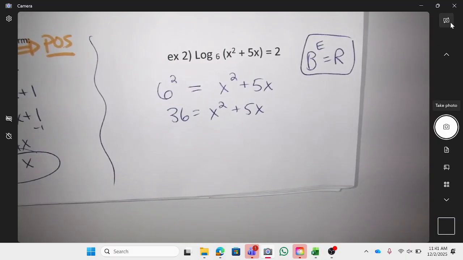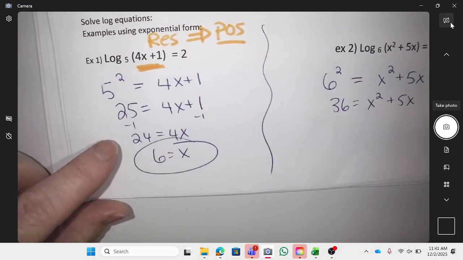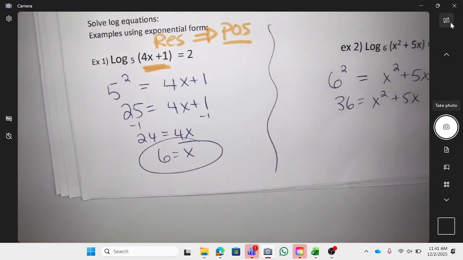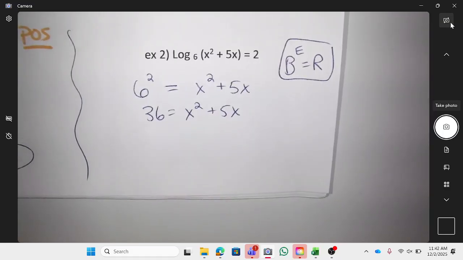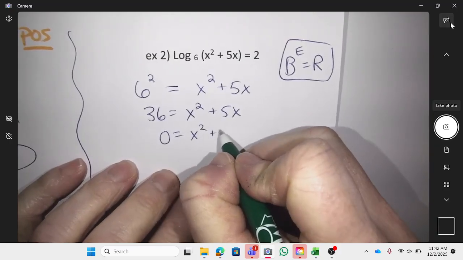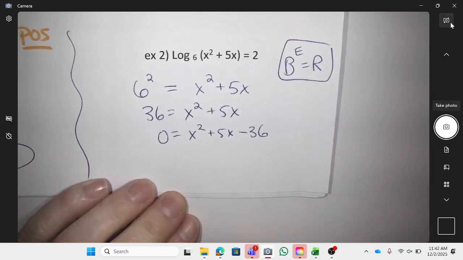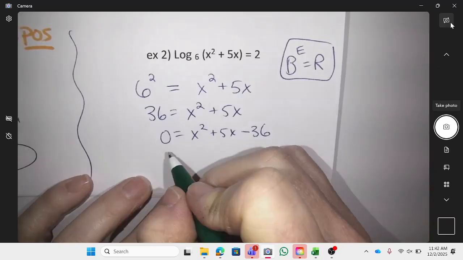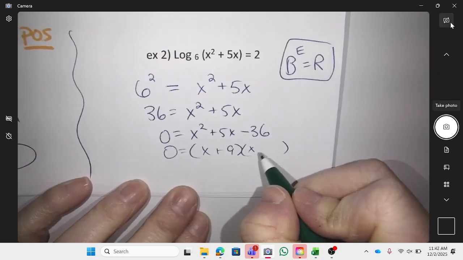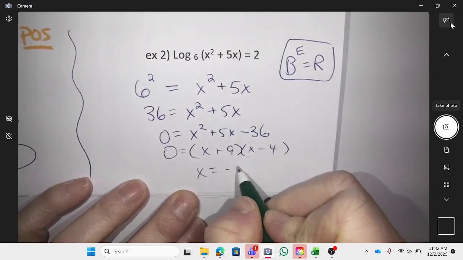Your grade 11 skills are here. On this one, I isolated. You're not going to do that here. What are you going to do instead of isolation? Equals 0. There we go. I recognize it now. Looks like a factor.